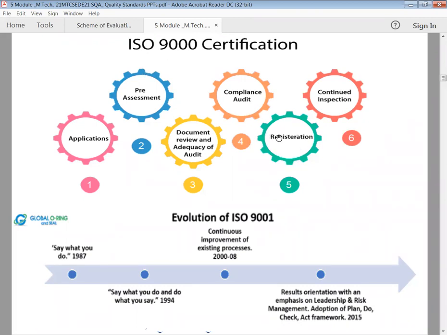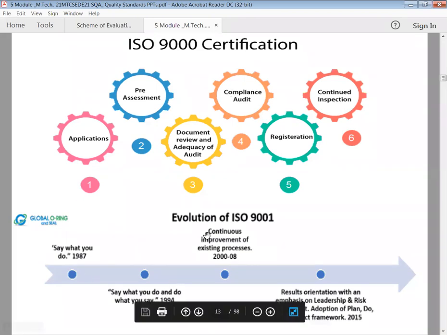They will give you the ISO 9000 certification. Registration will be done. The registration may be for 3 years or 5 years. And then continued inspection. If they give the certification for 3 years, after 3 years, again they will come and check, and they will give the certification once again. So these are the steps we need to follow if you are going for the ISO certification process for your software as well as for any product. So in ISO, what they are expecting from the product means, say what you do.